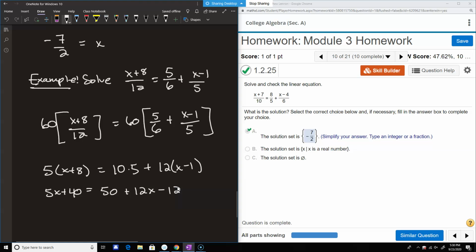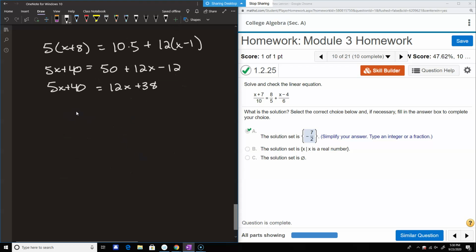Combine the 50 minus 12, which comes out to 38. So we have 5x plus 40 will equal the 12x plus the 38. You could also write it as 38 plus 12x. I just like to keep the x's in front. That's typically the way you write polynomials. You write the highest powers of x first, followed by the lower powers. That's just the usual convention.